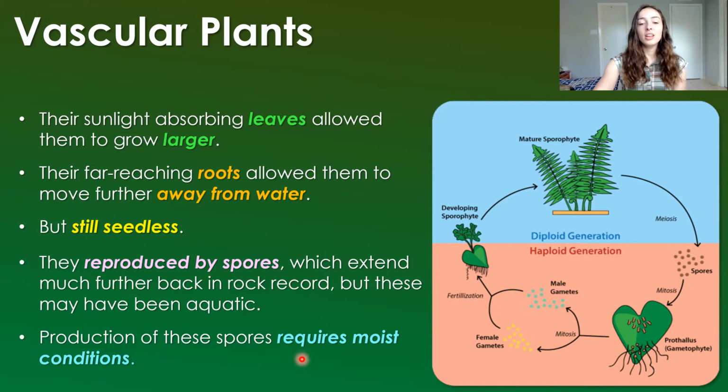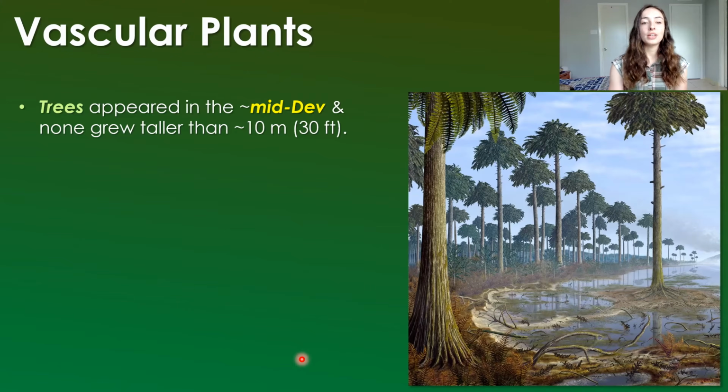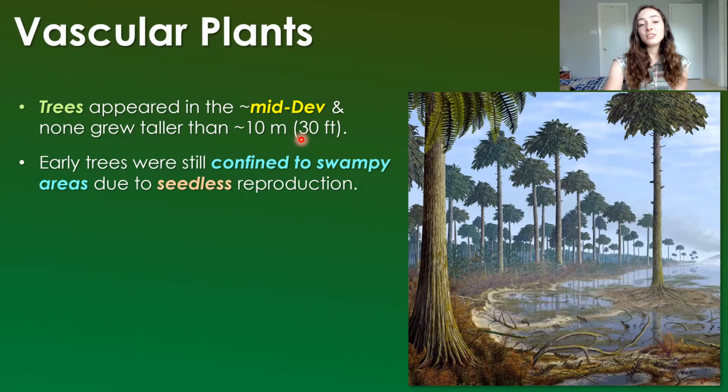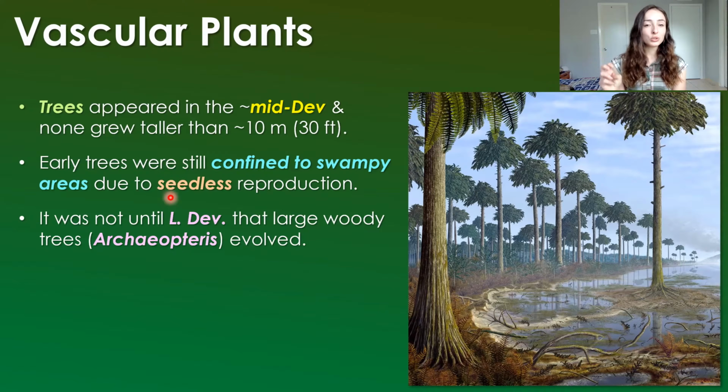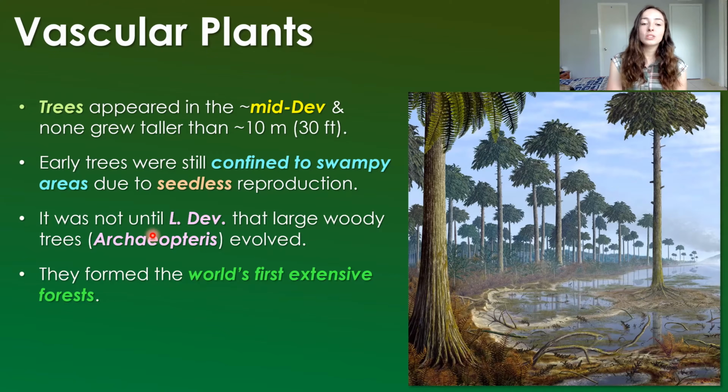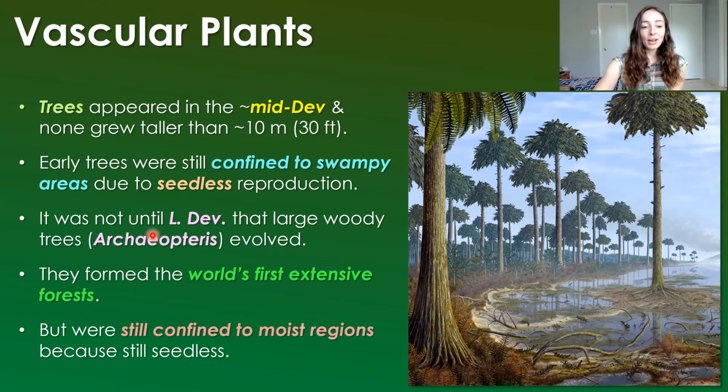However, that didn't stop trees from evolving in the mid-Devonian, even if they were no taller than around 10 meters or 30 feet, and they still were confined to swampy areas because of their seedless reproduction. They were still trees nonetheless, which was a really major accomplishment. However, large and woody trees hadn't evolved until the late Devonian, and these were called Archaeopteris, and they formed the world's first extensive forests. However, they were still seedless, so they were still confined to moist regions.